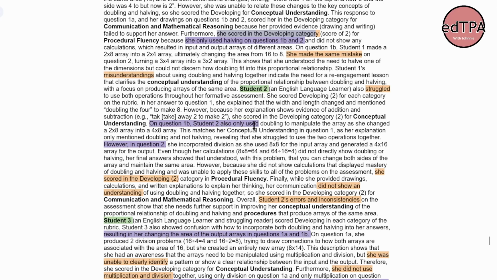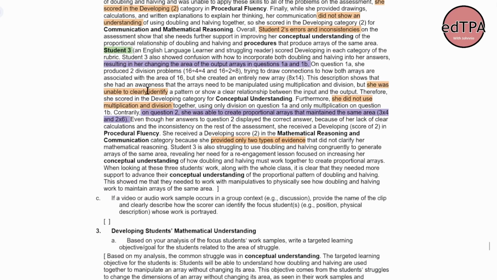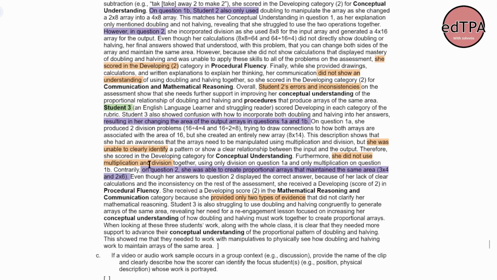Student 2 also used, only used, specific evidence again. For focus student 3, you can see specific evidence again. These are the things that show up in the work sample. On question 2, she was able to create proportional arrays, but then also the struggles. She was unable to clearly identify. She did not use multiplication and division, provided only 2 types of evidence.